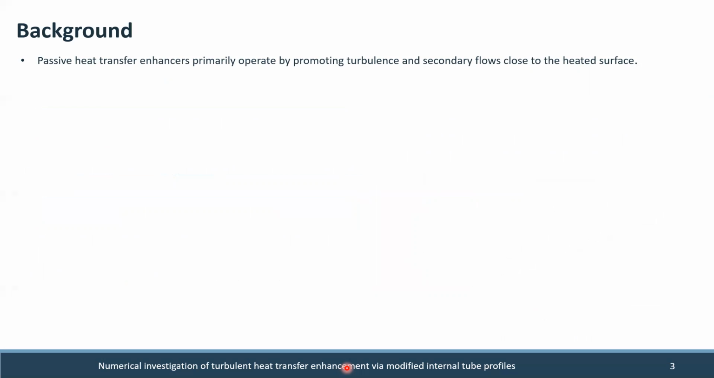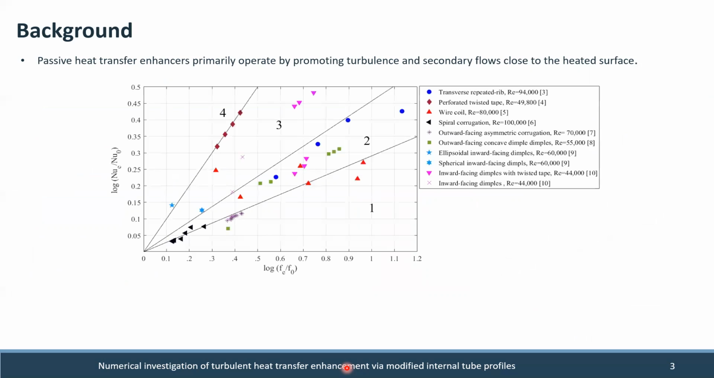Passive heat transfer enhancers usually operate by promoting turbulence and secondary flows close to the heated surface. We did a literature review. We reviewed different papers, different reported data, which are about increasing heat transfer in gas pipe flows by passive enhancement methods, and we evaluated their results by the evaluation method suggested by Fan and his co-workers.